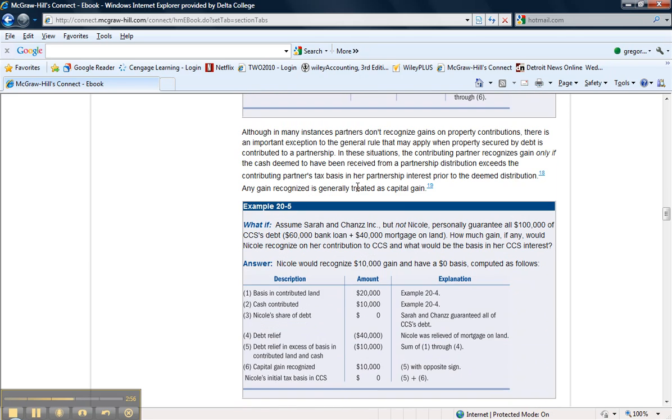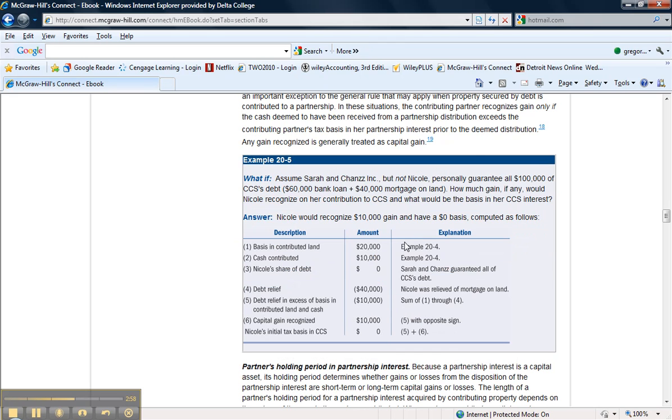This situation down here talks about what happens if Sarah and Chance, but not Nicole, guarantee all 100,000 of the debt. That means that all 100,000 of the debt is going to be allocated to those two, not Nicole. So she's not getting any basis for any of that debt. So in this case, her basis would be 20 that she had in the land originally, plus the 10 from the cash she contributed. That would give her 30,000 of basis.